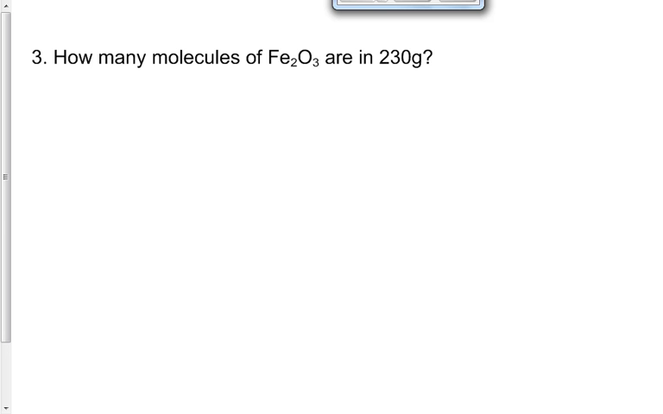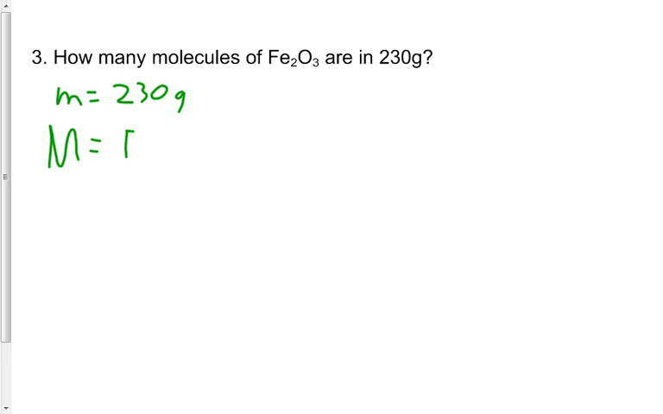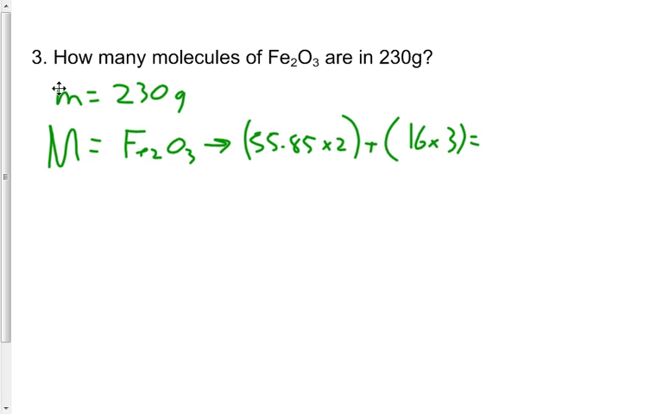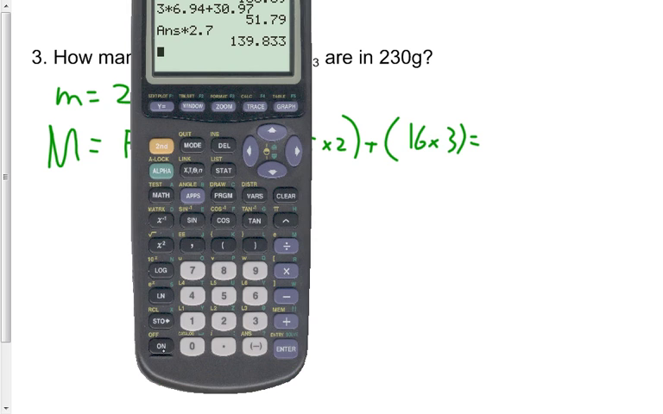So on number 3, we're looking for the number of molecules or particles of Fe2O3 that are in 230 grams. Again, we write down our givens here. We were told the mass, 230 grams, and they tell us what the compound is. So with Fe2O3, that will be 55.85 times 2 plus 16 times 3 to get the molar mass. So 55.85 times 2 plus 48 is 159.7 grams per mole.